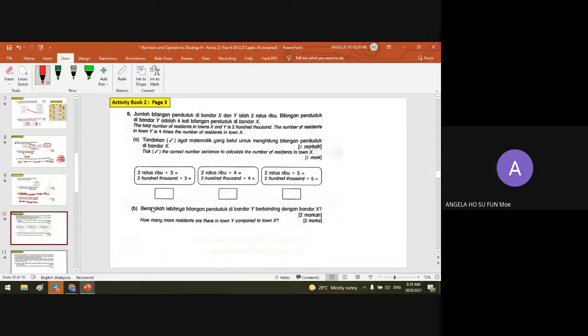Right, we continue with the 5th question here. A little bit difficult, question number 5 here. Why? Because I think some of you may get it wrong. Okay, we see the question here. A total number of residents in town X and Y is 200,000. So the number of residents in town Y is 4 times the number of residents in town X. So that means town Y is more than town X by 4 times.